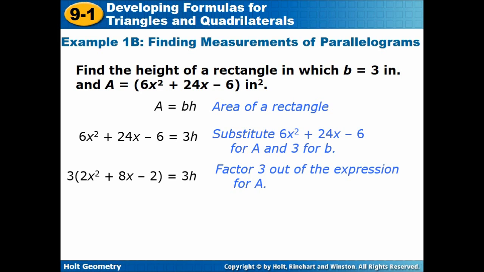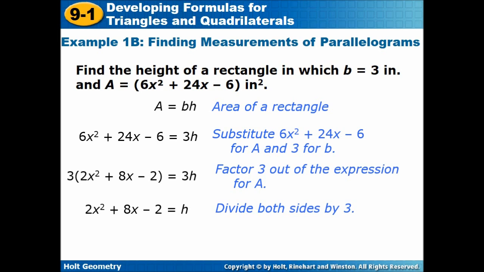Now you've got a 3 that you factored out of the left-hand side of the equation, and you have a 3 with the h for height. Well, divide those out, and you'll find out what h is. So let's do that. Divide both sides by 3, and so then you get that h equals 2x squared plus 8x minus 2. Pretty simple.